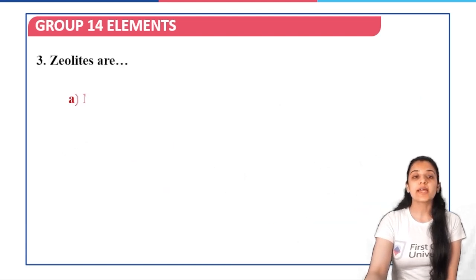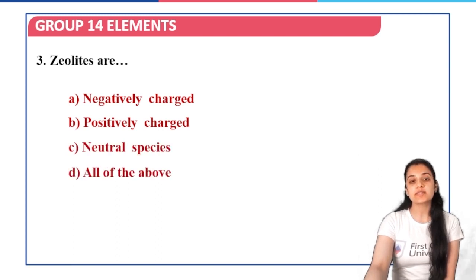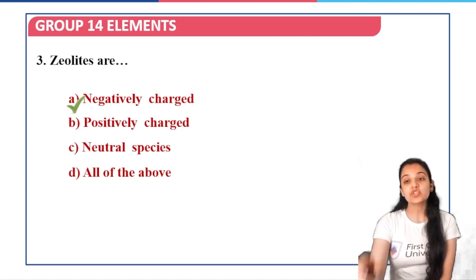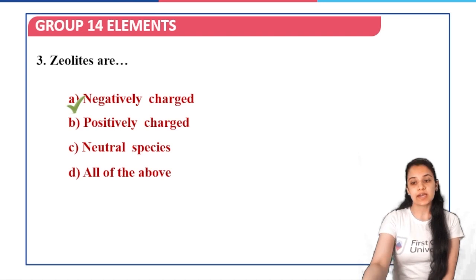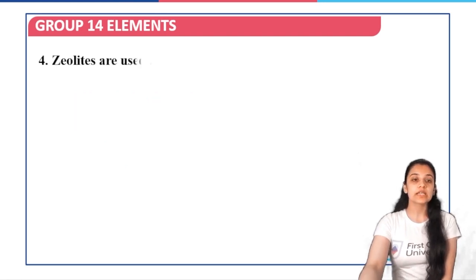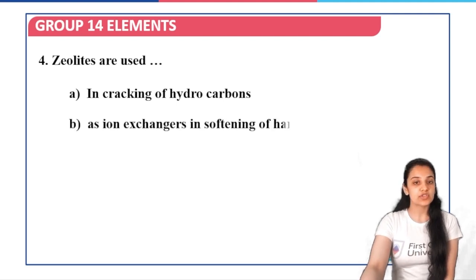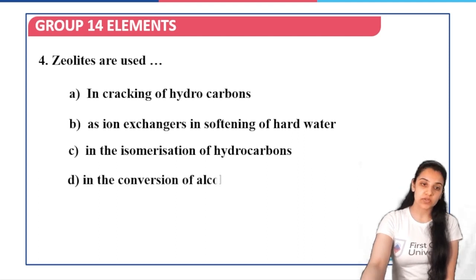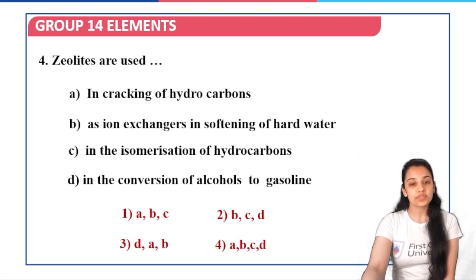Next question: zeolites are negatively charged, positively charged, neutral species, or all of the above. Originally zeolites are negatively charged. We require a cation to neutralize it. So option A is the correct answer. Lastly, zeolites are used in cracking of hydrocarbons, yes. As ion exchangers and softening of hard water, yes. In isomerization of hydrocarbons, yes. In the conversion of alcohols to gasoline, yes. So all of these, option 4 is the correct answer.